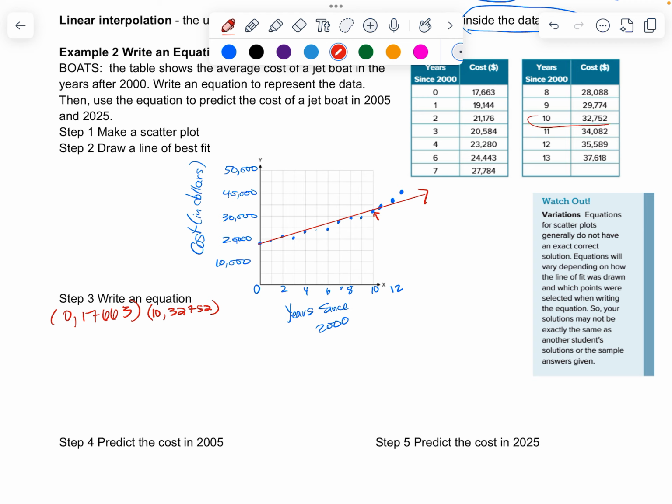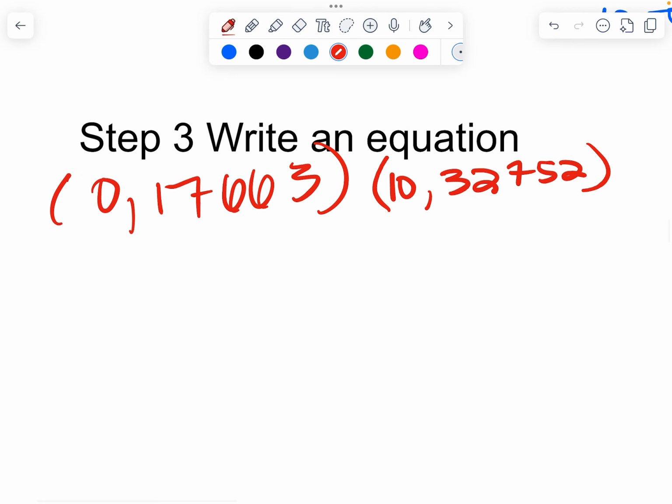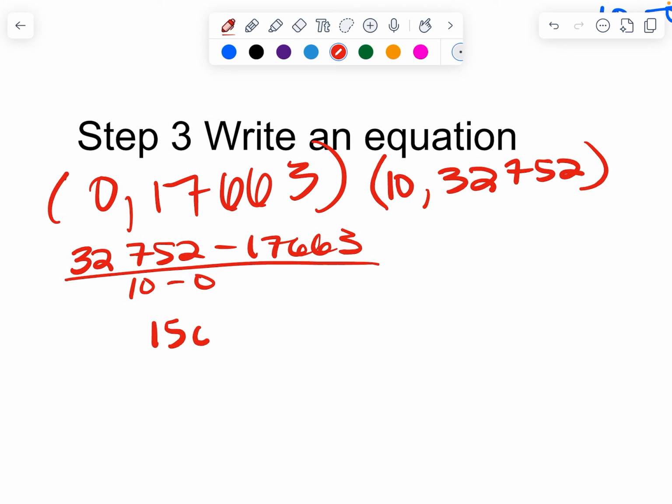So I'm going to use this point, and I'm going to use this point, and I'm going to find the slope. Okay, so that's going to be 32,752 minus 17,663 over 10 minus 0. Let me get a calculator out. Now, could you come up with different numbers? Yes, because you may have used different numbers than I did. So 15,089 over 10. So I would get 1,508.9 as my slope.